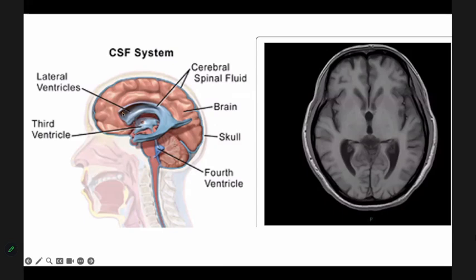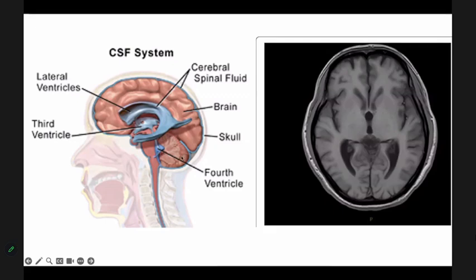What happens next? It goes to the third ventricle through the foramen of Monro. Very good. Then what happens? And then it flows through the cerebral aqueduct. Yes. So this part is the cerebral aqueduct. Flows into what? The fourth ventricle. So you can see the fourth ventricle.